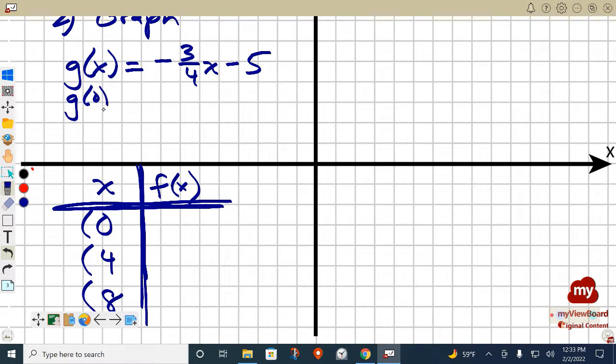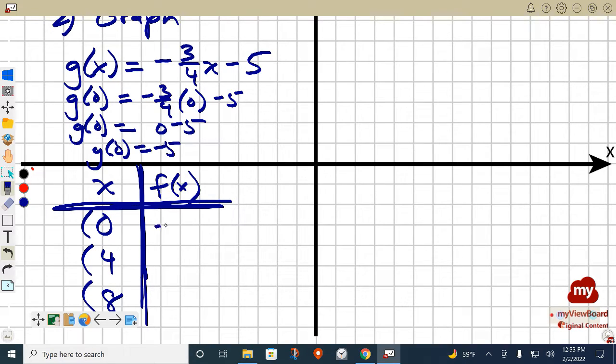G at 0. When I'm doing this work, just put it anywhere around. This is our last graph anyway. Just use any empty space on your graph paper. G at 0 equals negative 3/4 times 0 minus 5. Negative 3/4 times 0 is 0, minus 5. So G at 0 is negative 5. Nice. 0, negative 5. Let me plot that puppy. 0, negative 5. 1, 2, 3, 4, 5.